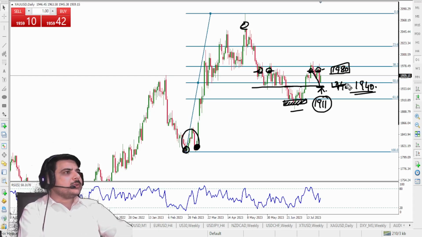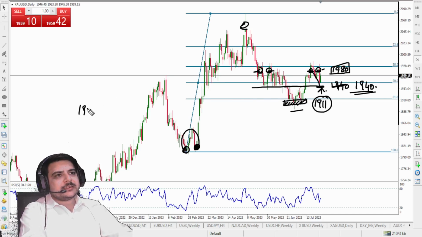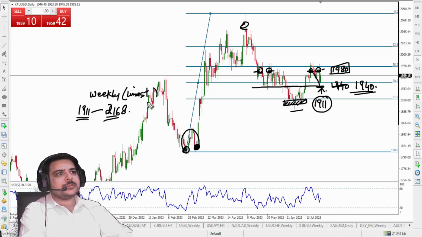So last week what I said is that from 1911 till 2168, this is now another impulsive wave, the bigger one, the weekly one, and I should say this is the investment type of opportunity we have.